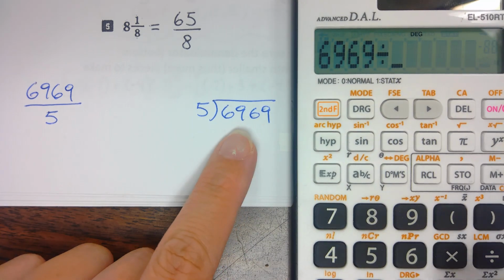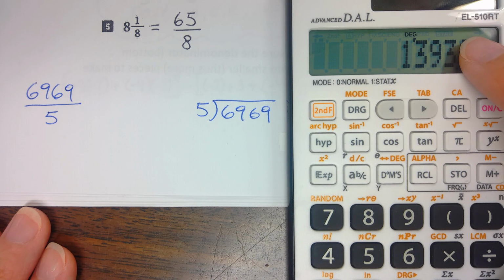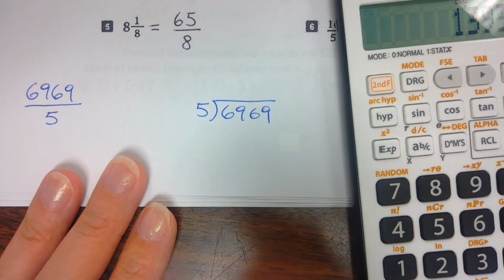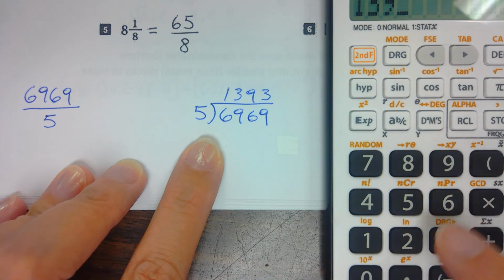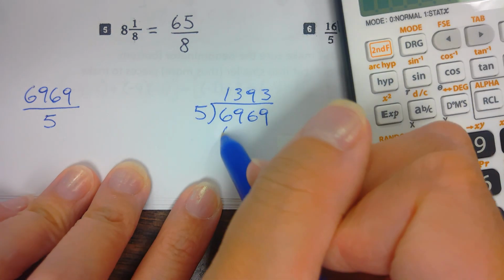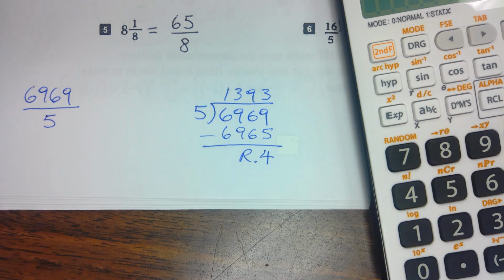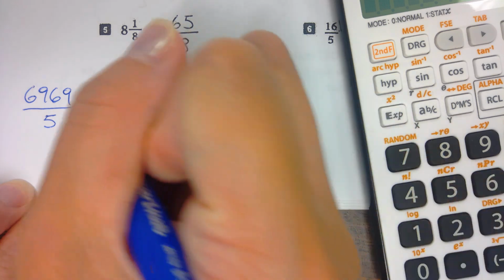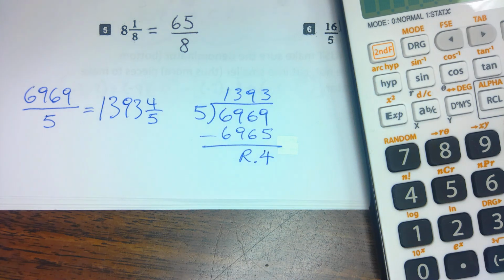So here's my shortcut. I can divide this by 5. I get a decimal. I don't want a decimal as a final answer. But what I'm going to do is just take that whole number right there, 1393. 1393 times 5, I get 6,965 with a remainder of 4. So shortcut to long division. So your final answer, 1393 and 4/5.